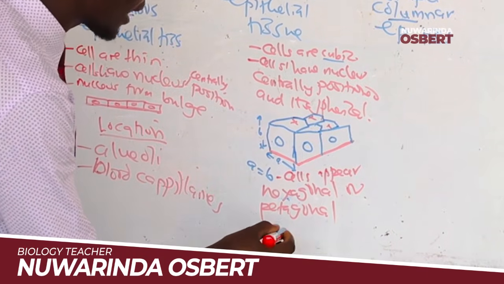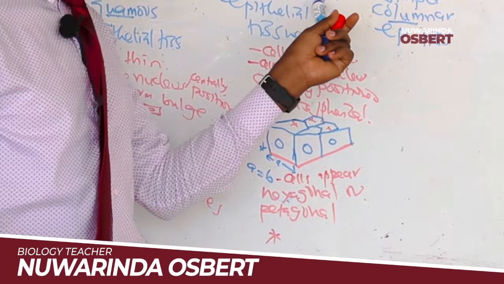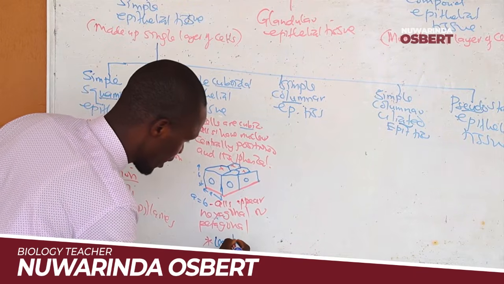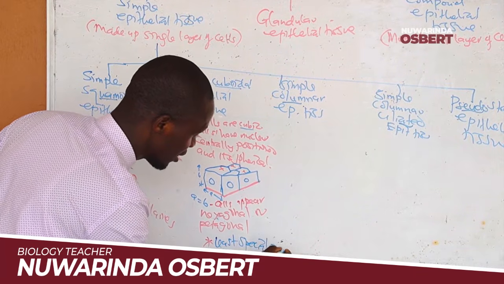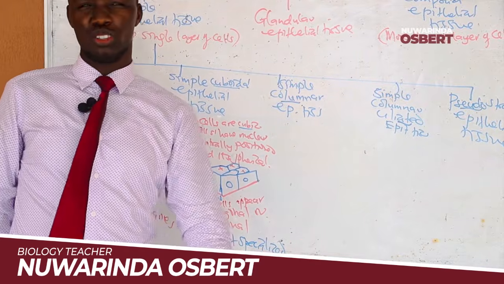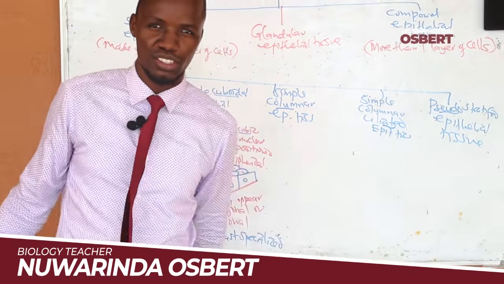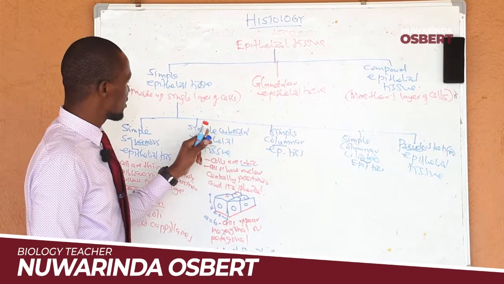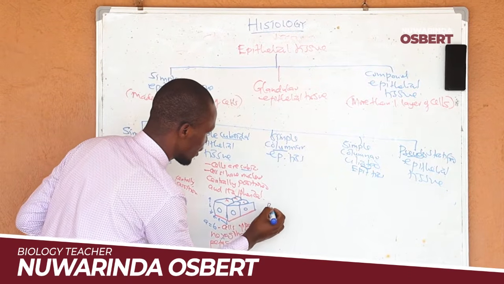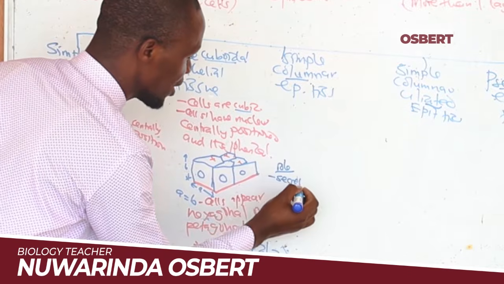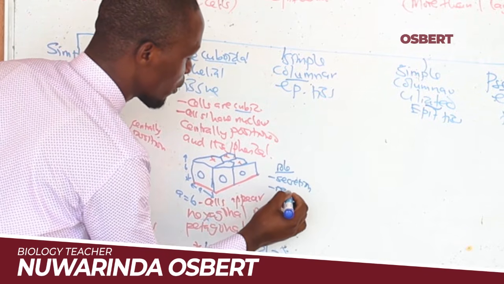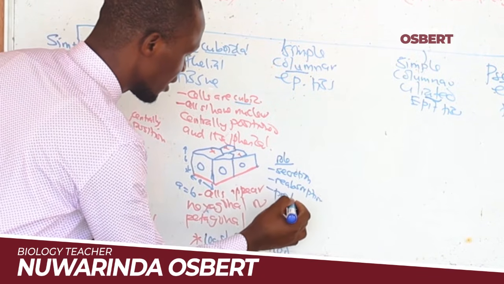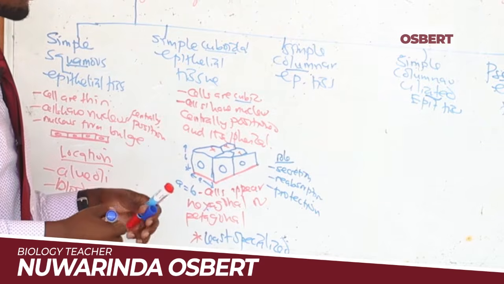And then something very important as I leave this area is that simple cuboidal epithelial tissue is the least specialized tissue. What do we mean? These cells can perform different functions. That's why when you come to the roles, you can find that this tissue can perform a secretion role. They can secrete. They can carry out reabsorption. They can also facilitate protection. They can do very many functions. Why? Because the cells are not that much specialized.